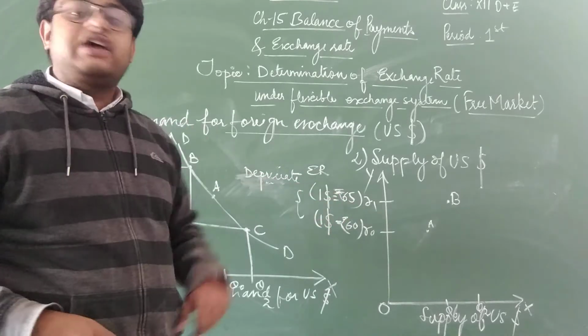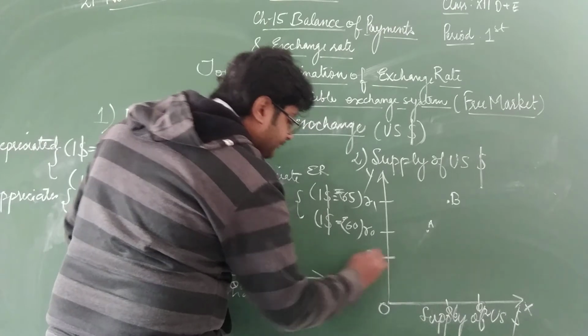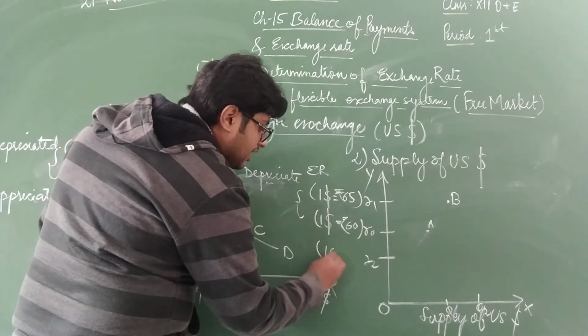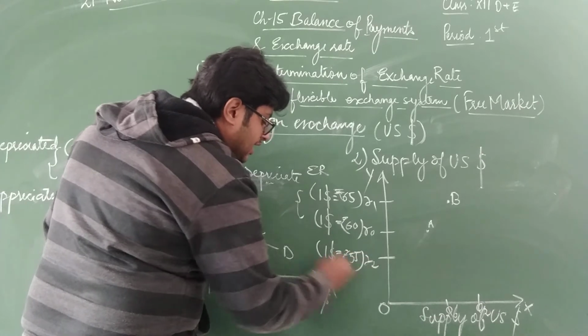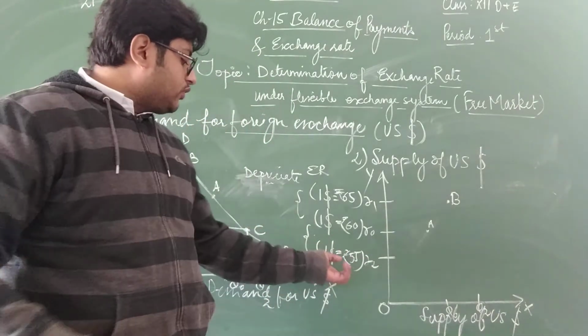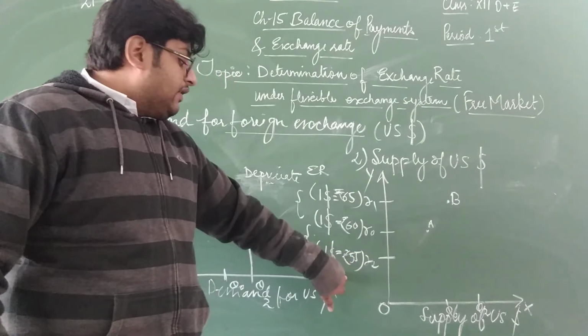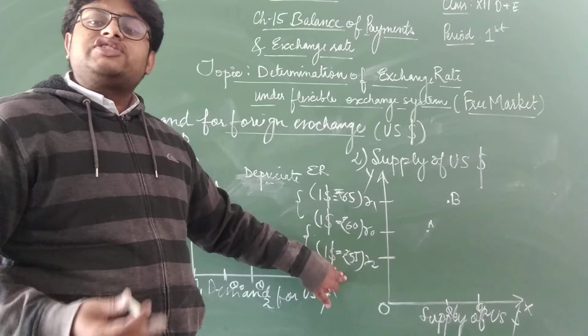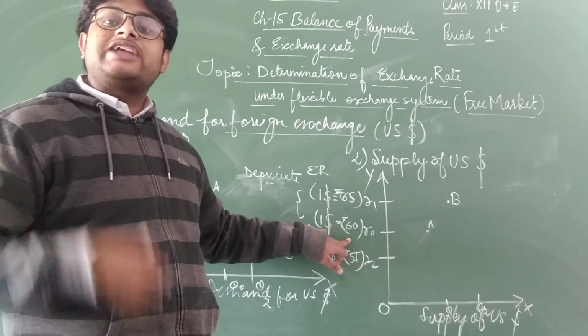Now what happens if the opposite situation happens? If $1 is now 55 rupees, at this situation when the rupee appreciates or the dollar depreciates, what will happen? It will be not so beneficial a situation for the exporters. Before, exporters were able to export their good.